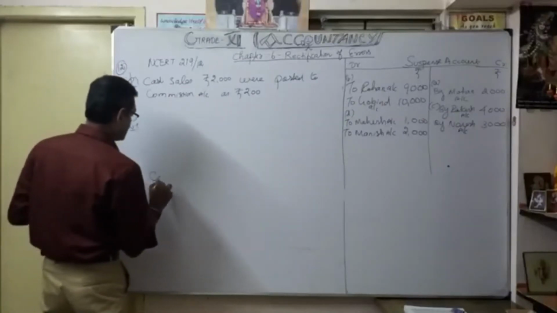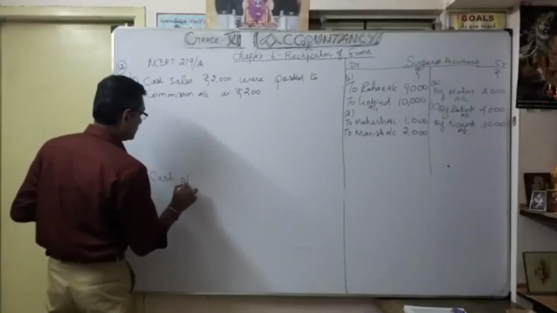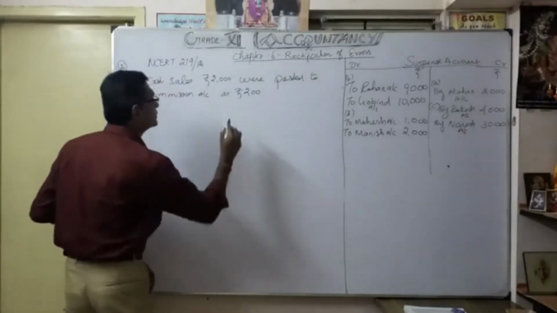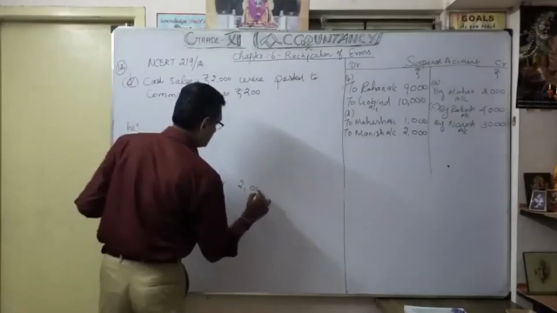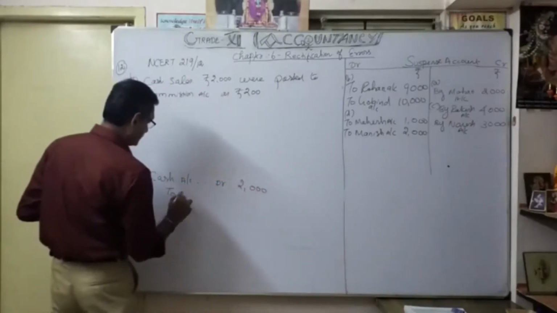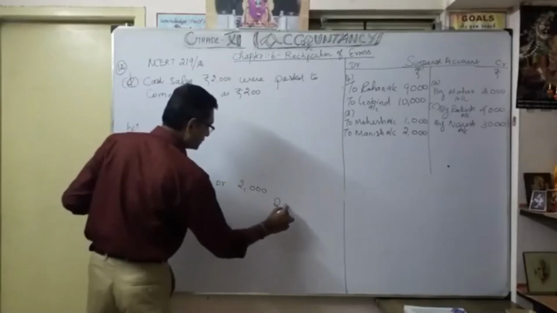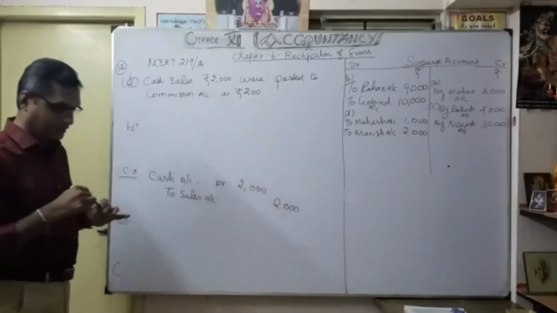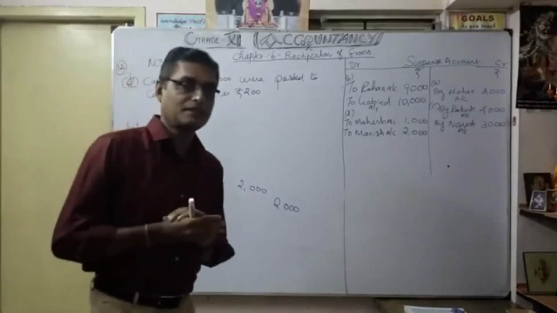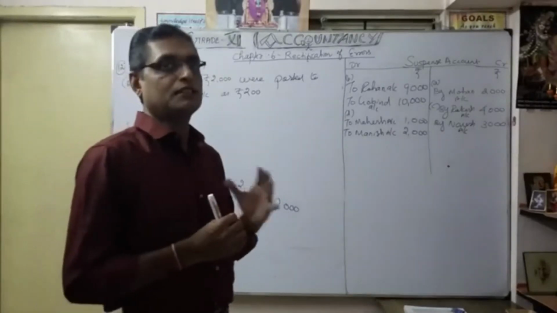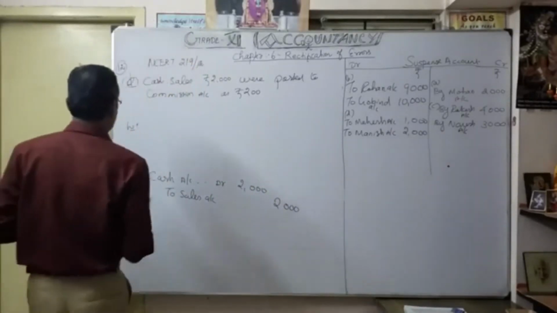See, cash account debit, how much? 2000 to sales, isn't it? So we got cash in the form of selling goods. Through sales we got it. That's why it is always cash sales. What is the entry? Cash account debit to sales account 2000. Now what's the wrong entry?